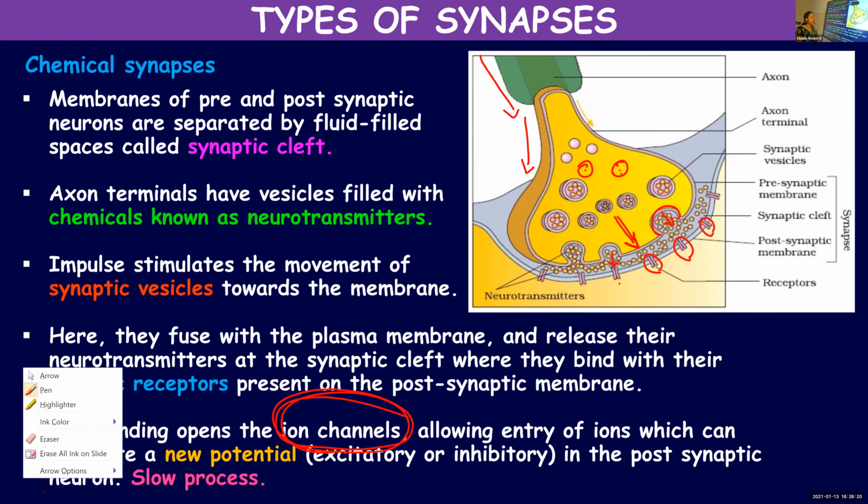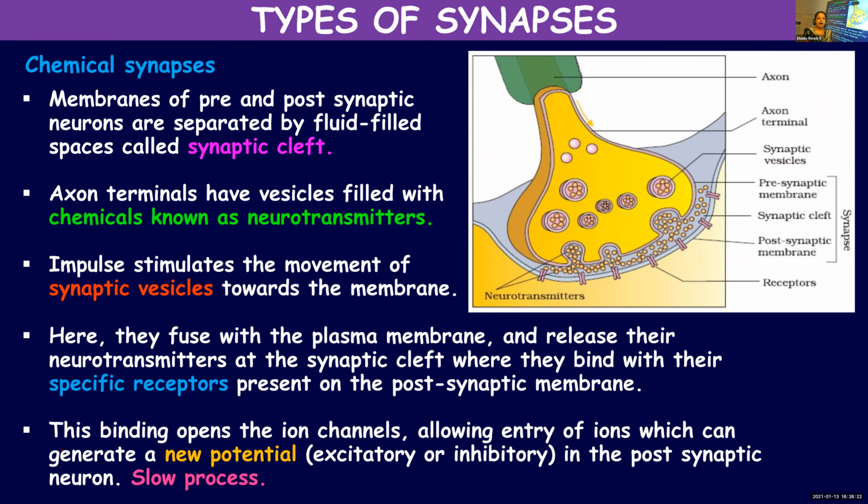Okay. So chemical synapses, unlike electrical synapses, are very slow. Electrical synapses are very fast. Another point of difference that we learned was that in electrical synapses, the neurons are in close proximity. But here you can see there is a gap between the post and presynaptic neuron. You call it a synaptic cleft.